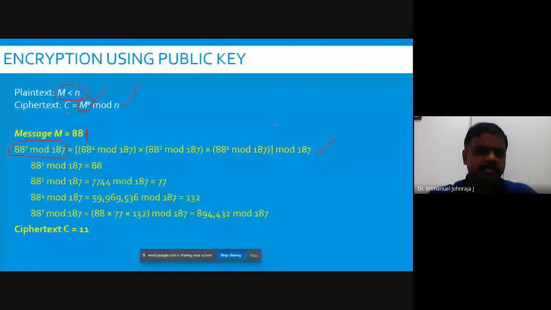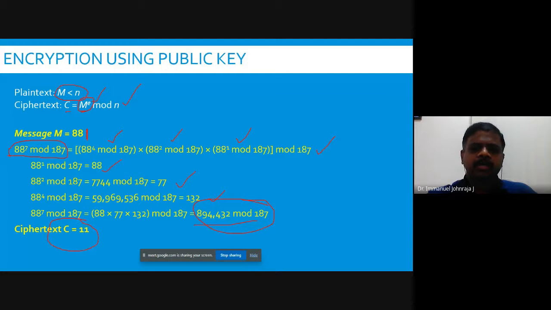Now 88 mod 187 is 88. 88 power 2 mod 187 is 77. Then 88 power 4 mod 187 is 132. 132 multiplied by 77 multiplied by 88 gives 894,432. If you again take mod 187, you will get the ciphertext as 11.